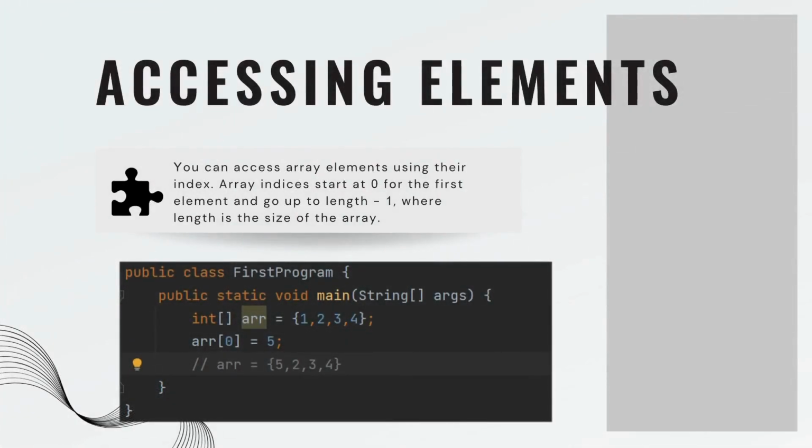You can access array elements using their index. Array indices start at 0 for the first element and go up to length minus 1, where length is the size of the array. Let's understand what index means here and how an array looks like in computer memory.